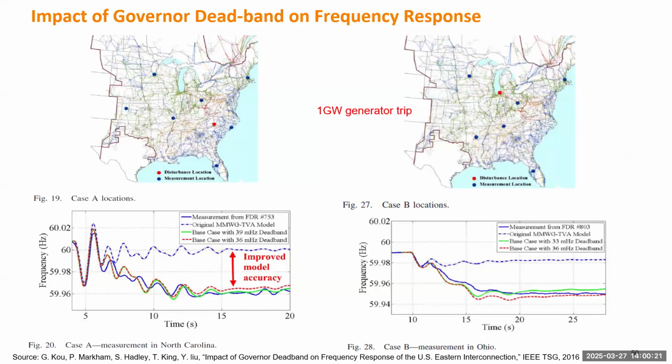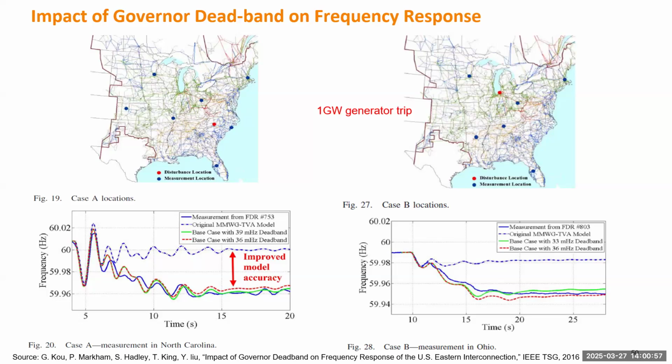These slides show another example of the existence of the dead band. That's from a paper published by Professor Liu's group. This paper did a very interesting study because Professor Liu's group has the newest MMWG model, modeling the Eastern Interconnection. So in the model, you have detailed governor settings parameters. And you can use the model to simulate the event.